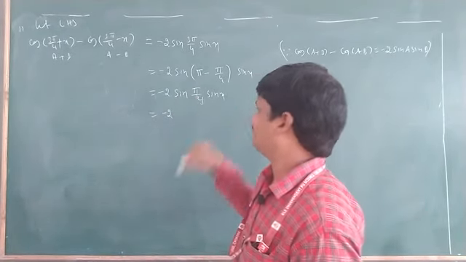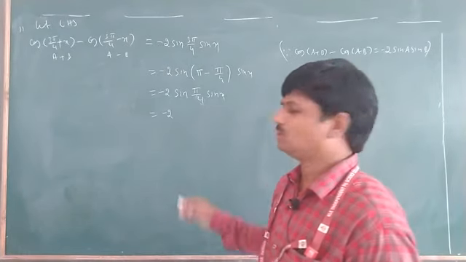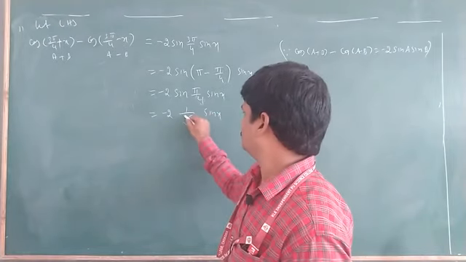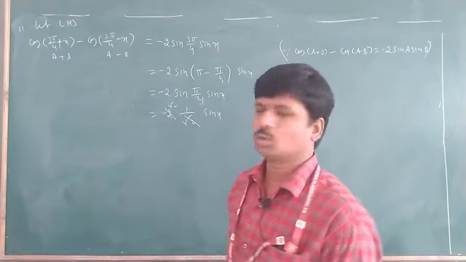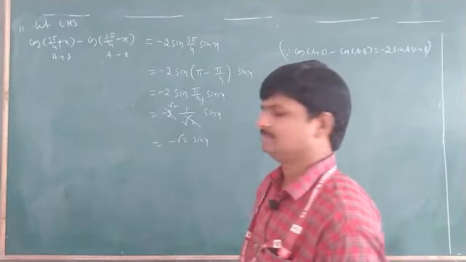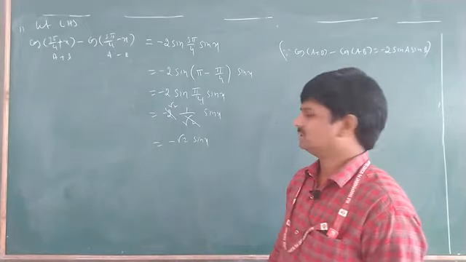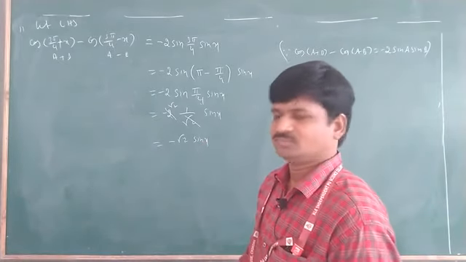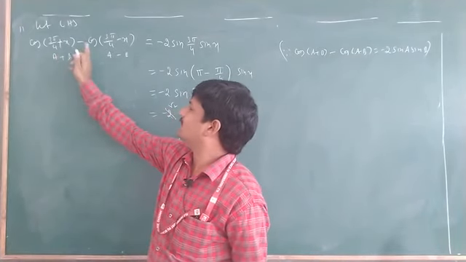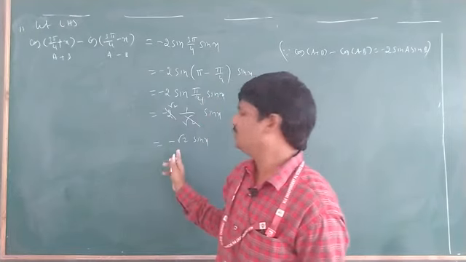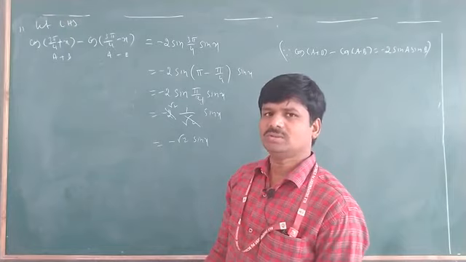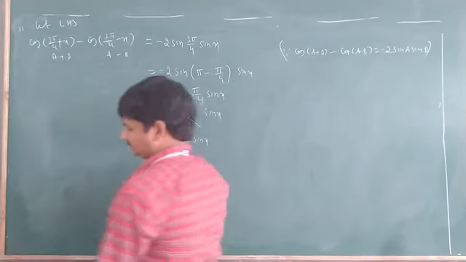Minus 2 into sin pi by 4. Pi by 4 means 45. Sin 45 value is 1 by root 2, into sin x. So the root 2 gets cancelled, and what is left is minus root 2 into sin x. This is how to do it. So for cos of 3 pi by 4 plus x minus cos of 3 pi by 4 minus x, what we got is minus root 2 sin x. This is the proof of this question.